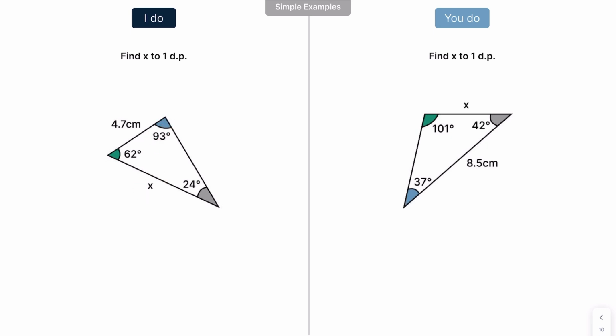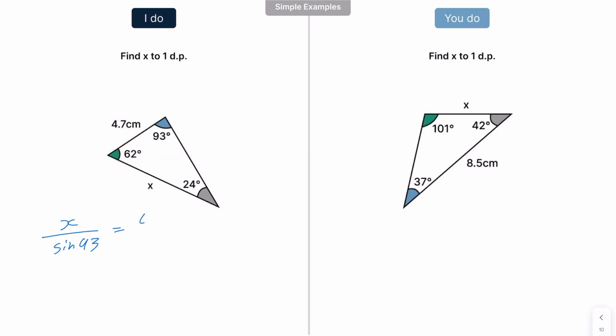So let's start with that information. X over sine 93. Cool. Now, do we have another side and an angle opposite it? Yes, we do. We have another side and an angle opposite it, which then means we can ignore the 62 because there's nothing on this side. So we don't need that to solve this question.